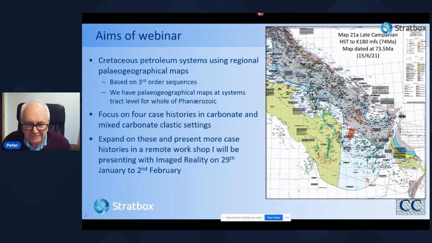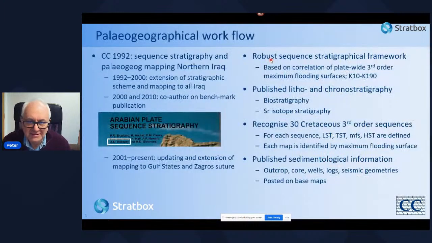I want to focus on 4 case histories in carbonate and mixed carbonate clastic settings, and I will be presenting jointly with Image Reality a remote workshop on 5 half days from the 29th of January to the 2nd of February, where I'll be exploring these case histories in more detail and expanding on the Cretaceous petroleum systems of the Arabian Plate. First of all, I'd like to introduce you to our paleogeographic mapping and how it came about.